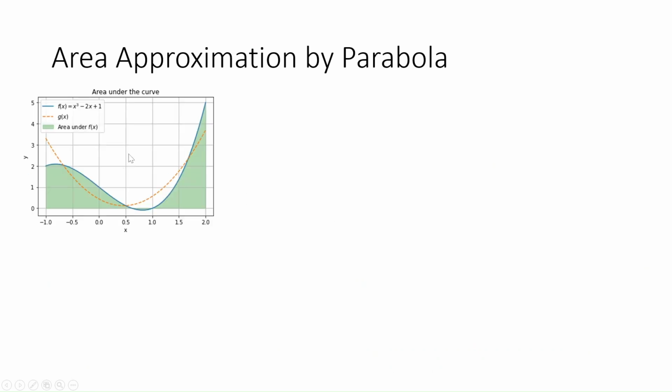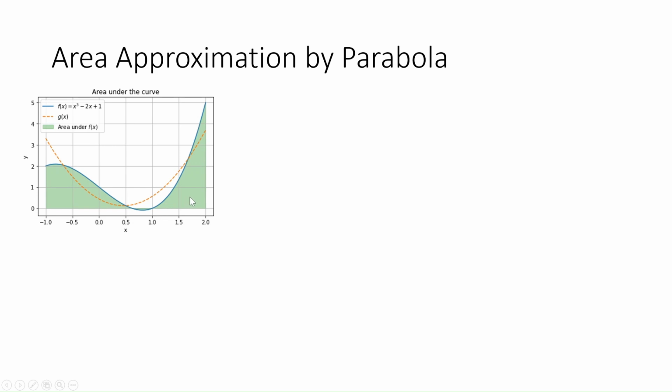So let's have a visual feel of it. Assuming that we have a function, x cubed minus 2x plus 1, which is depicted by this blue line, and we are required to calculate its area from -1 to 2. So the green shaded area, what you're seeing here, is the area under the curve, and this is what we are required to calculate using Simpson's method.